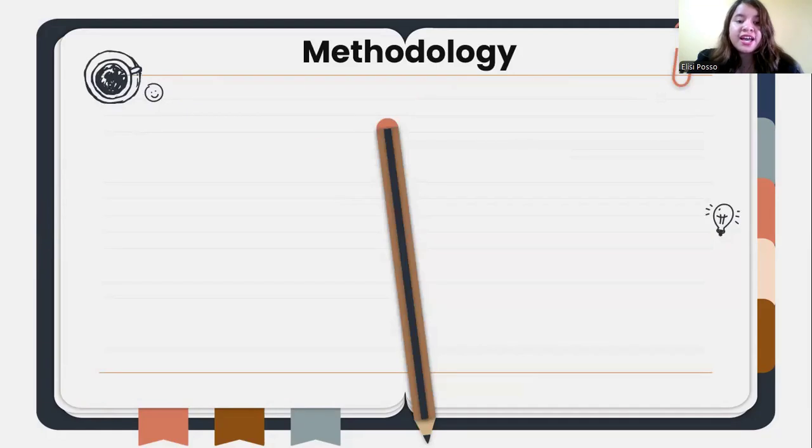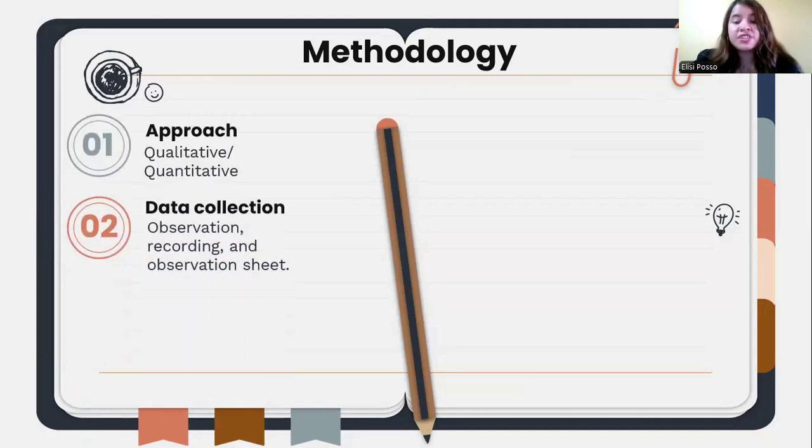Regarding the methodology, I adopted a mixed methods approach, combining both quantitative and qualitative data. For data collection, I drew on Donoso's research, which examined Chilean teachers' perceptions of using Spanish in their classes through observations, recordings, and also an observation sheet. However, my focus here is on the actual use of Spanish, not the teacher's perception. So what I did is observe and record two classes from different levels, A1 and B1, and adapted Donoso's observation sheet.